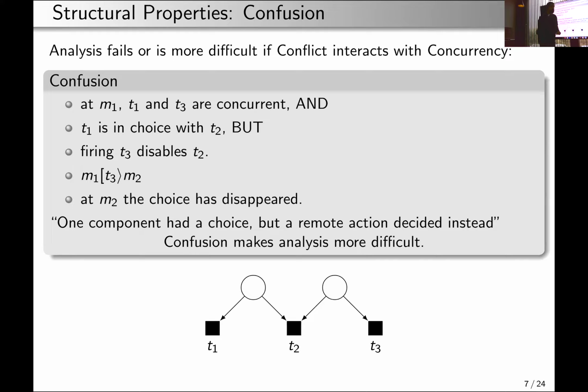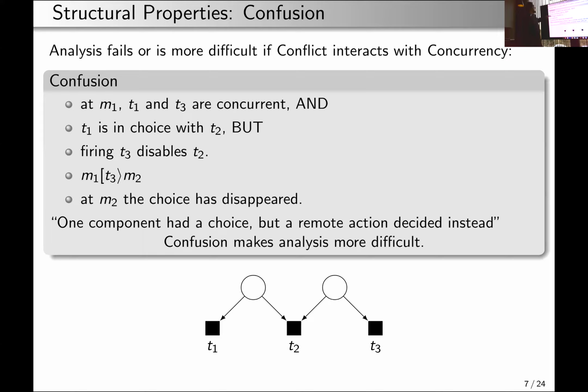Confusion is this sort of situation where I have two concurrent transitions, but the firing of one unrelated transition can withdraw this concurrency. So we see here T1 and T3 are concurrent. If I imagine a token here and here, they could both fire independently. Now the problem is that T2 is in choice with both T3 and T1.